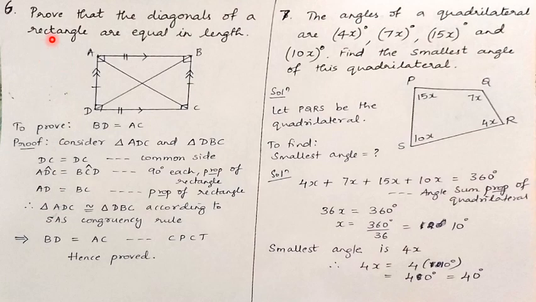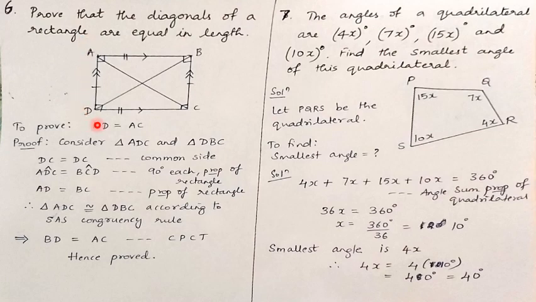Next question. Prove that the diagonals of a rectangle are equal in length. So this is a 2-marker theorem type question. The question is very clear that the type of the quadrilateral mentioned is rectangle. You should be knowing the properties of rectangle. You should be proving that the diagonals of any rectangle are equal in length.